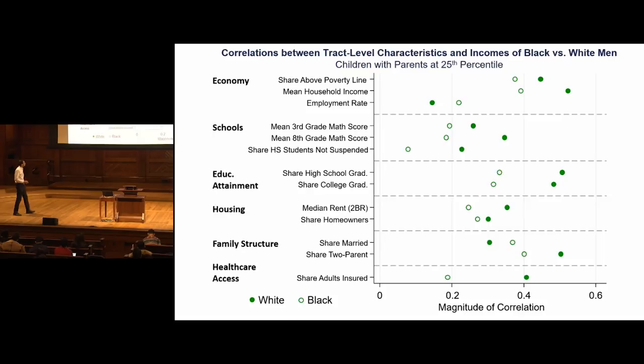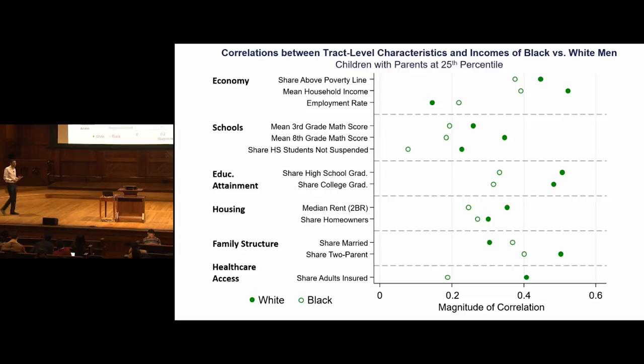And so let me show you how that plays out. So in this chart, we're correlating a variety of tract level characteristics with the incomes of Black men and white men who grew up in low-income families. The solid circles show you the magnitude of the correlation for white men, and the hollow circles show you the magnitude of the correlation for Black men. So look at the first line, for example. We can see that when you have a larger share of people in your census tract who are above the poverty line, so you have lower poverty rates, you tend to have better outcomes for both Black men and for white men. You have a correlation of something like 0.4 with poverty rates, okay?